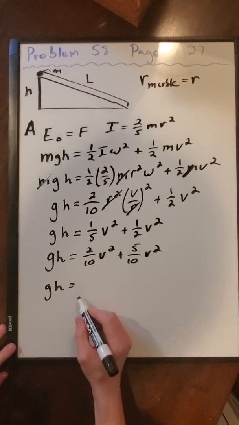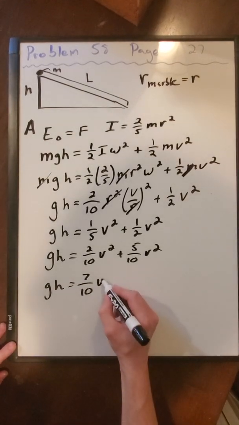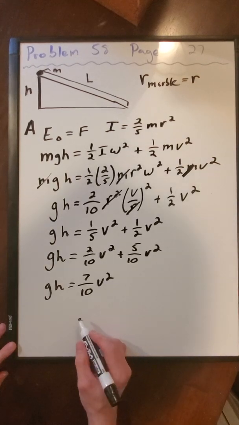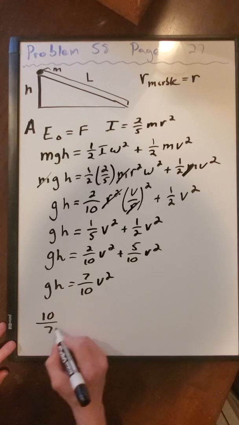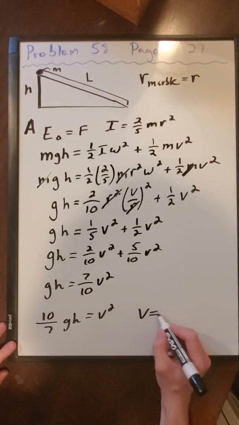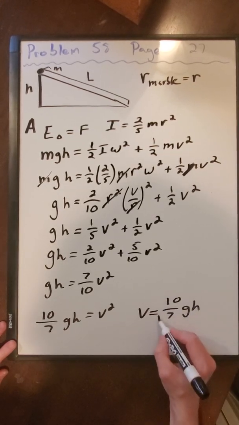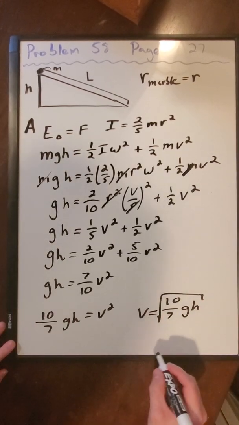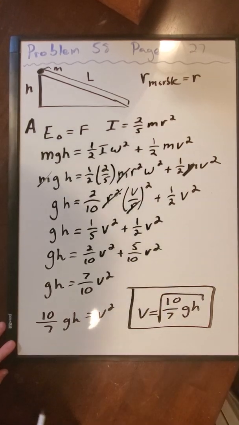And we're going to keep simplifying this until eventually we get what we want, which is the velocity. So we get 7/10 v squared. We can multiply over by 10 and divide by 7. And we get a final velocity that's equal to 10 over 7 gh. And we take a big old square root of all of that. And that is our final velocity for part A.